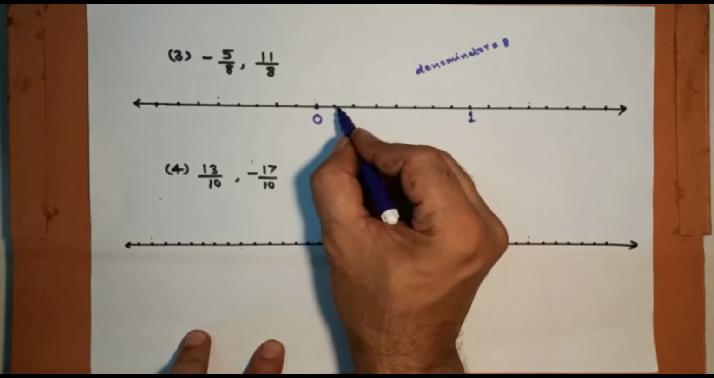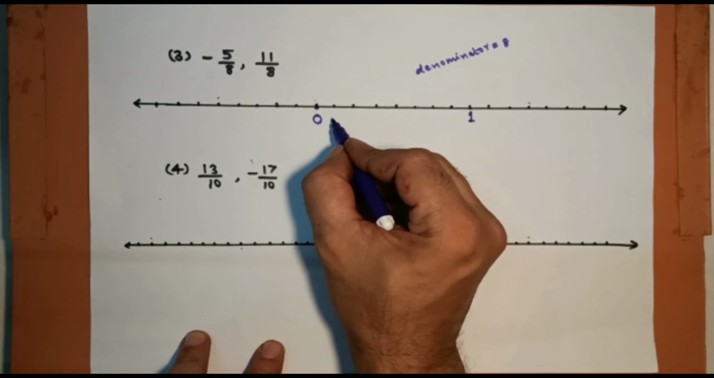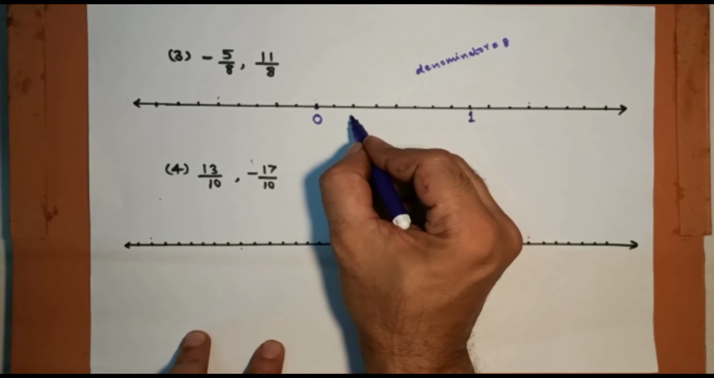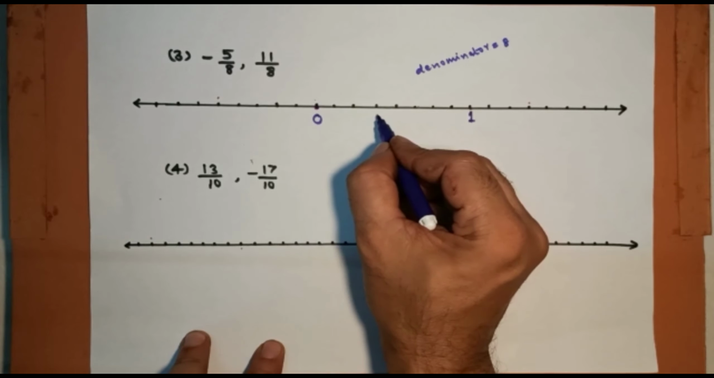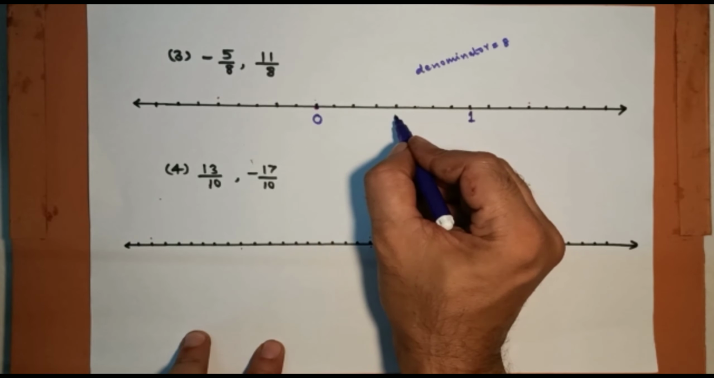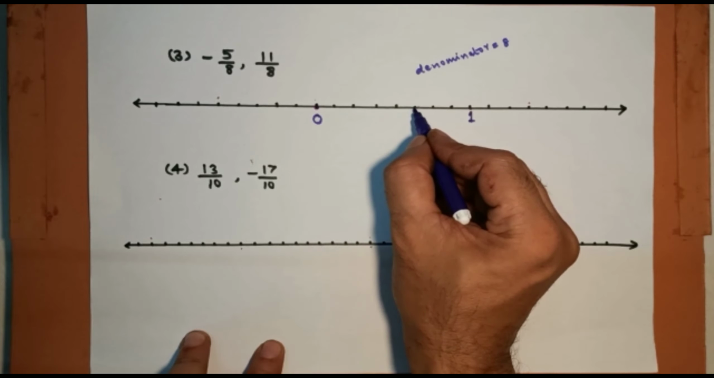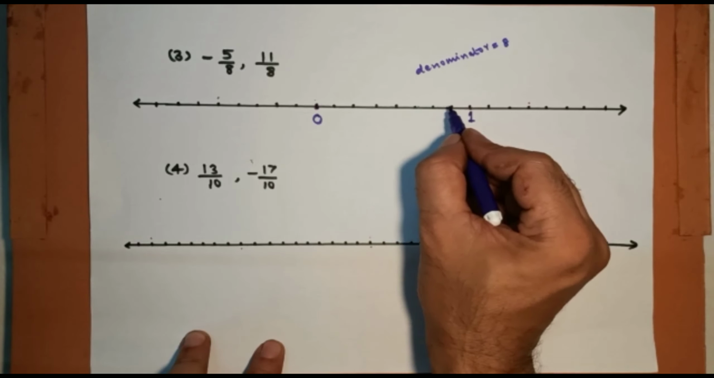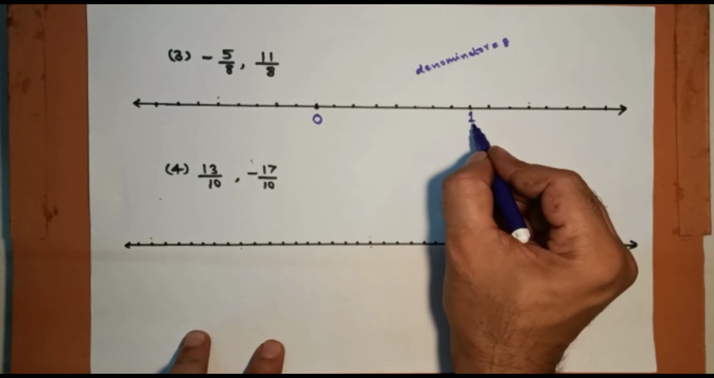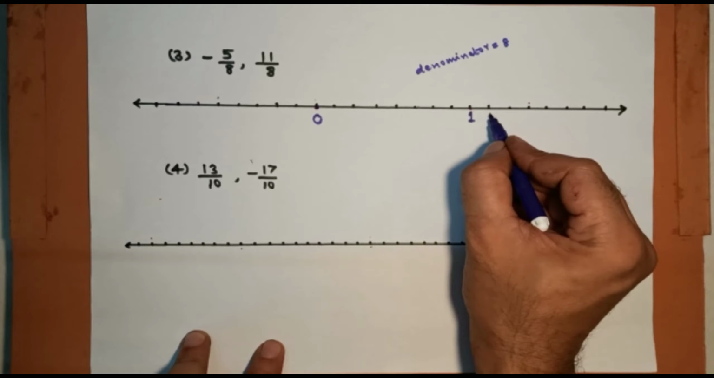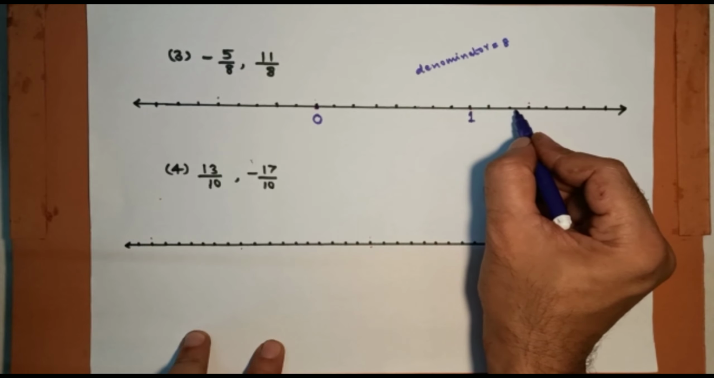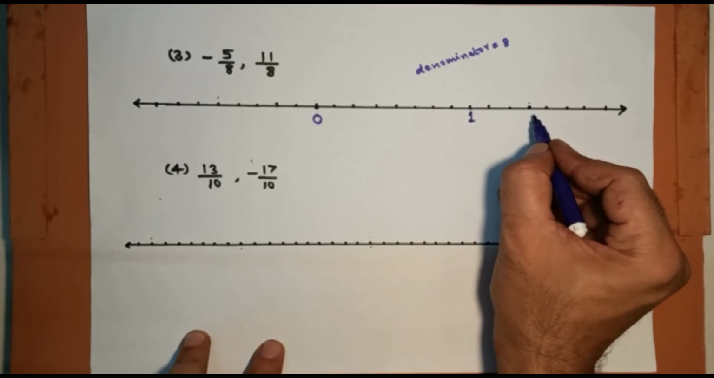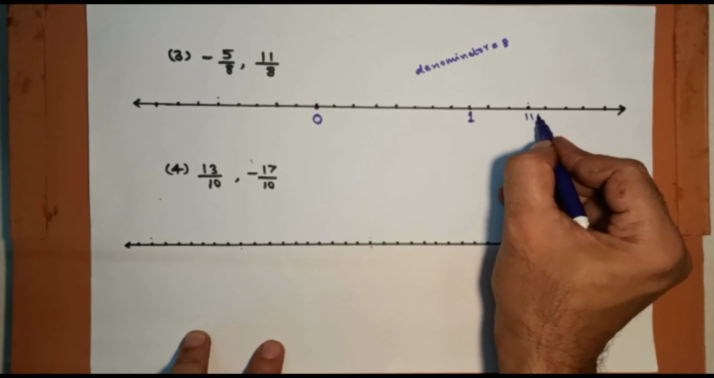In other words, this first point is 1 upon 8, second is 2 upon 8, third is 3 upon 8, fourth is 4 upon 8. Likewise, next is 5 upon 8, 6 upon 8, 7 upon 8, 8 upon 8, 8 ones are 8, that means 1. Then 9 upon 8, 10 upon 8, and this is 11 upon 8.